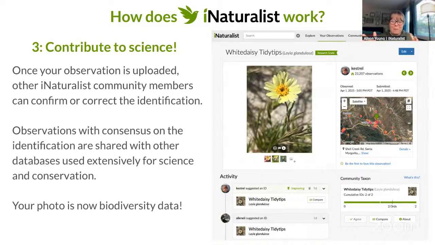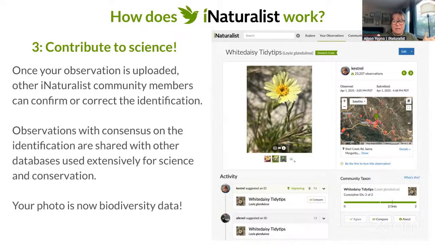Then once you upload that observation, the community on iNaturalist can confirm that identification or correct it if it needs to be corrected. So here on this screen is what an observation looks like on the iNaturalist.org website once it's uploaded. When the identification is confirmed by someone else in the iNaturalist community, it's considered what we call a research grade observation. And iNaturalist shares those research grade observations with other databases that are used really extensively for science and conservation, like GBIF, the Global Biodiversity Information Facility. So what began just as a photo, just as a personal encounter with nature, is now a data point. It's a record that this particular species was seen at this location on this day.